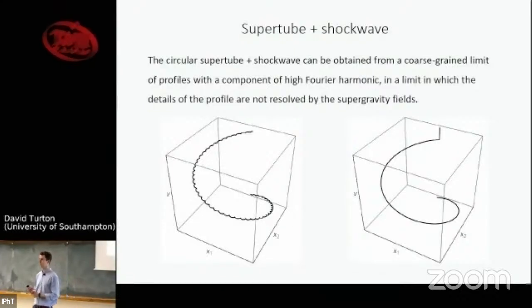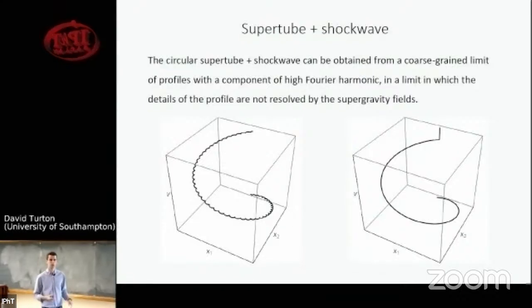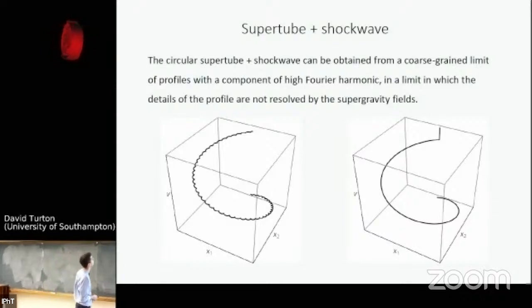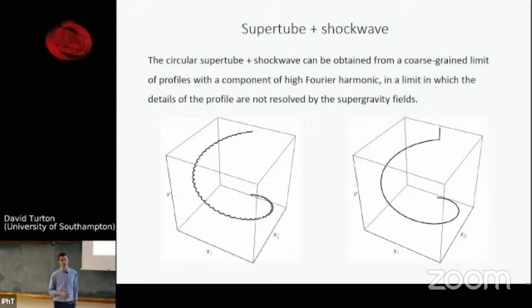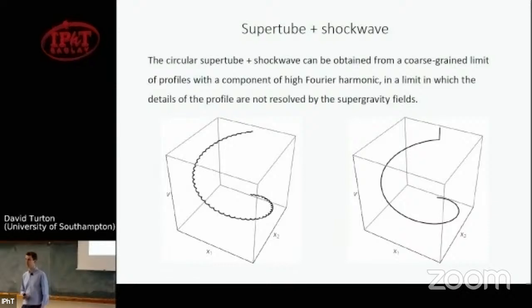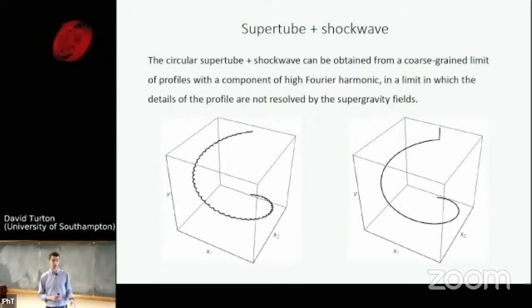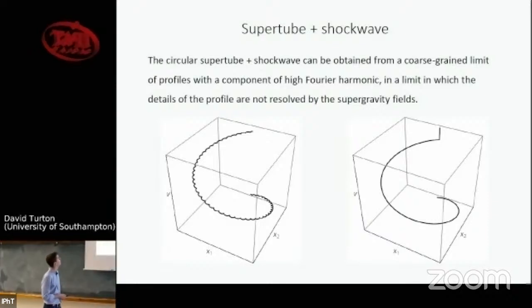Great. That was all without shockwaves. Now, what does it look like when we do a shockwave? Well, I said we were going to take a coarse grained limit of profiles. So let's go back to 2-charge for a moment, and let's understand properly the 2-charge supertube plus a shockwave. Well, we can take a coarse grained limit of profiles which have some component which was the original shockwave.